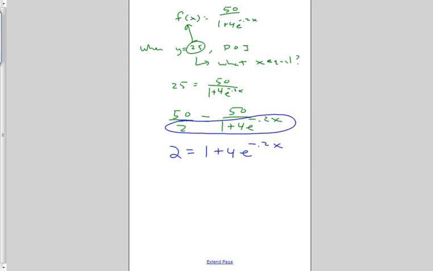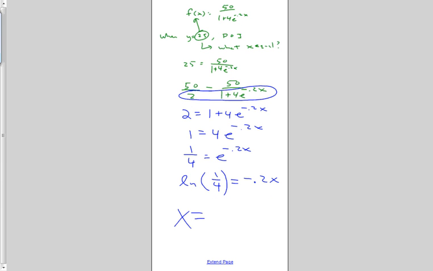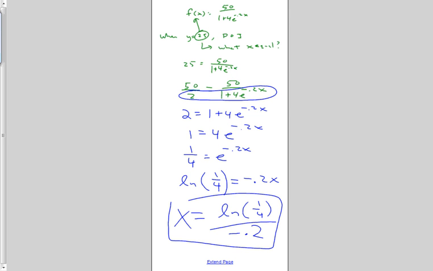Solving this, moving the 1 over, dividing by 4, 1/4, taking the ln, and then dividing to isolate x. So it's not pretty. So when x equals that, and when y equals this, we're going to have a point of inflection.